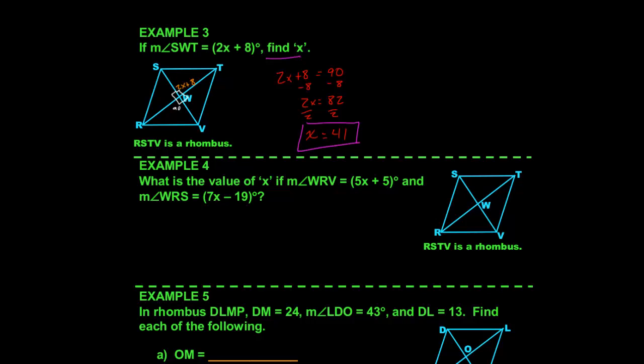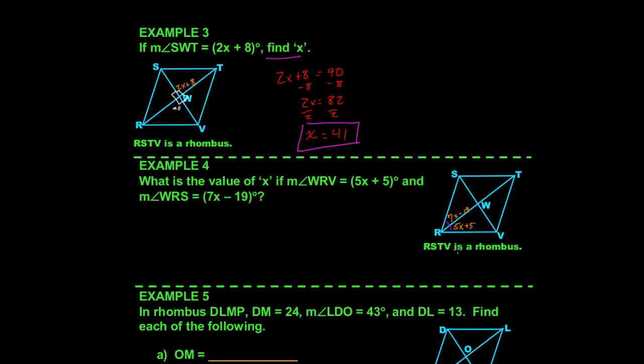Moving to example 4. What is the value of x if? All right, let's see what it gives us here. WRV is 5x plus 5. Okay, we know that. And WRS is 7x minus 19. Go back to your first page. Let's see if I can make that look a little bit better. There's 7x minus 19. A little bit better. Go back to your first page. Tell me what you discover about these two angles right here.